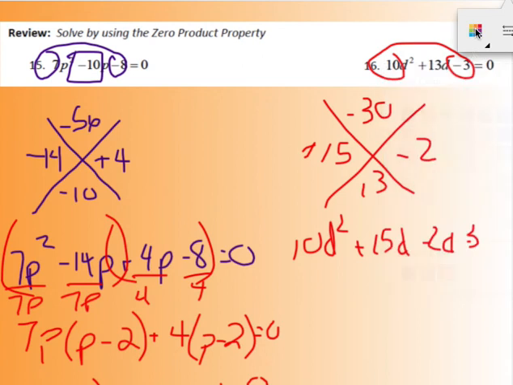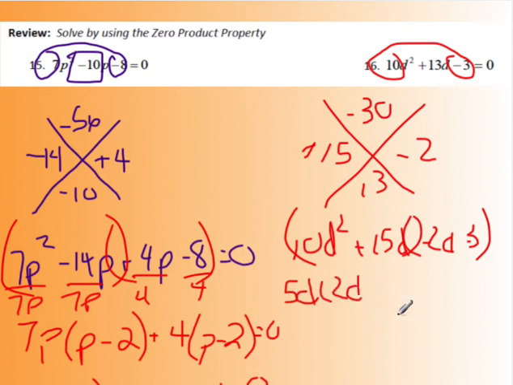So now I'm ready to factor by grouping. What I'm going to do now is make my 2 groups. So when we make our 2 groups, here we go. Between 10 and 15, you can take out a 5 and a d. And then you're left with 2d plus 3.